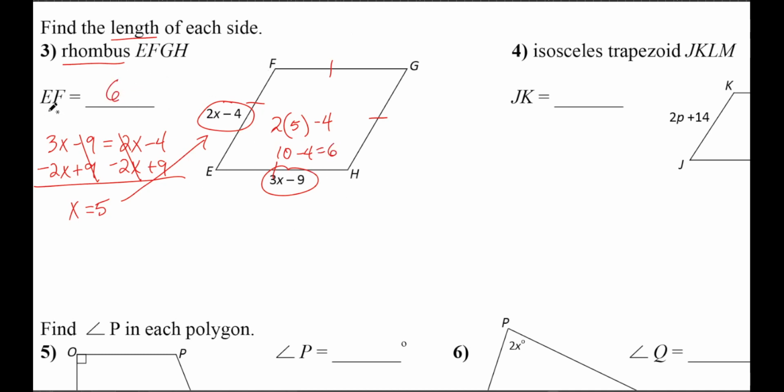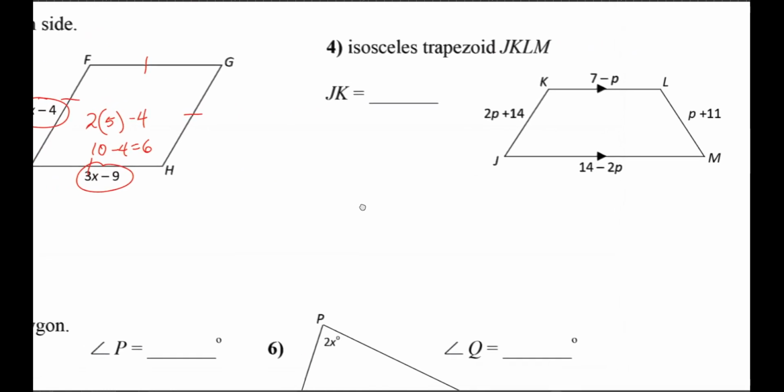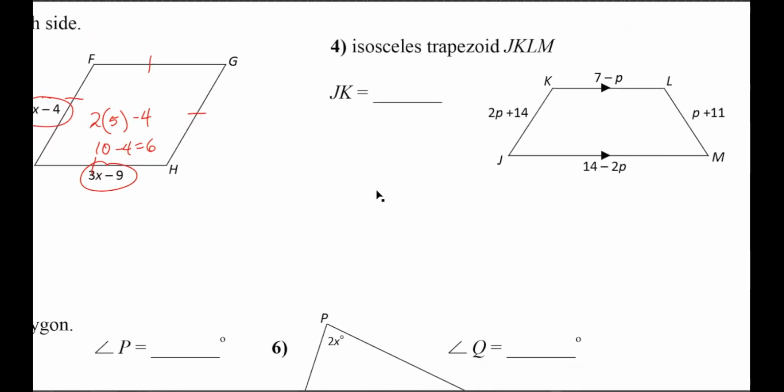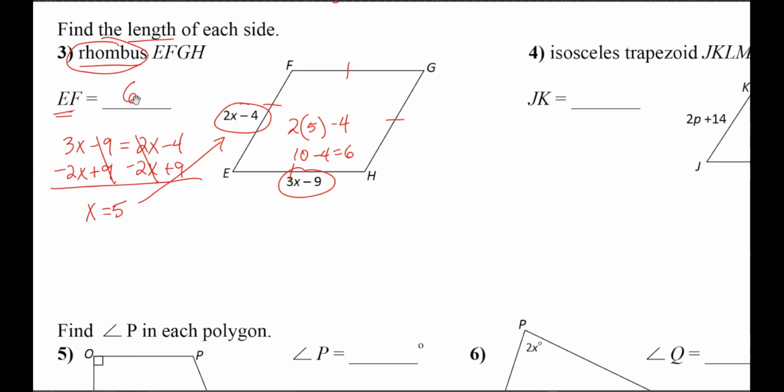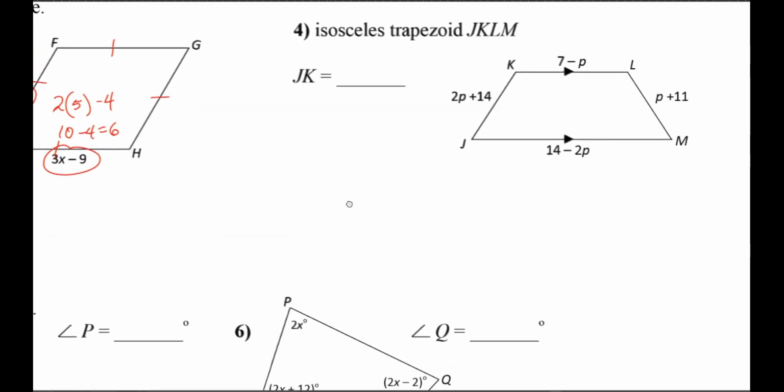So what's the length of all 4 of these sides? 6. So EF right there. See, it says, what's EF? Doesn't matter which side they ask you, does it? They could have asked you FG, GH, EH. It doesn't matter. All 4 of those sides are exactly the same. How do I know that? Because they told us it was a rhombus. And what do we know about a rhombus? All 4 sides are equal. Okay, enough of that. Yes, it's right there. 6. It's in the blank.